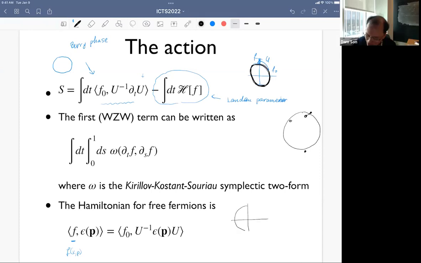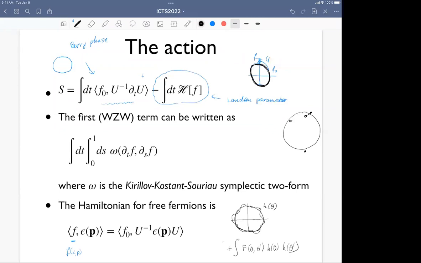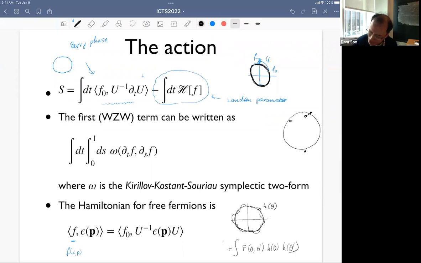Yes, so basically it's the following. We can think about the perturbation of the Fermi surface and parameterize it by some height function, a function of theta. And then the Landau term would be a quadratic function, f of theta, theta prime, h theta, h theta prime. That's the Landau Hamiltonian function. Yeah, a quadratic function of the height.